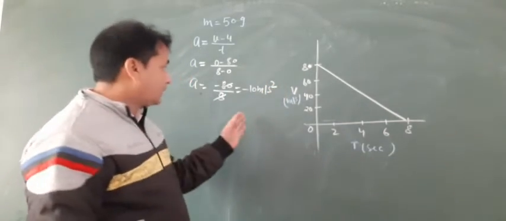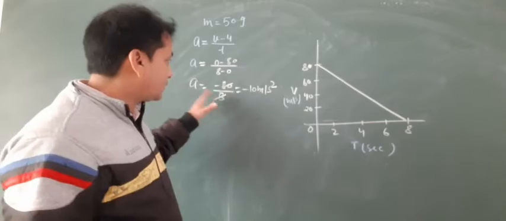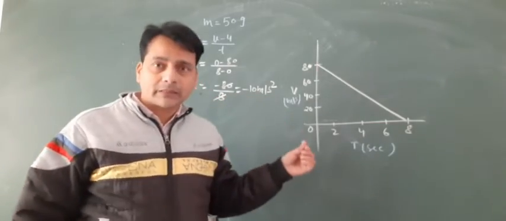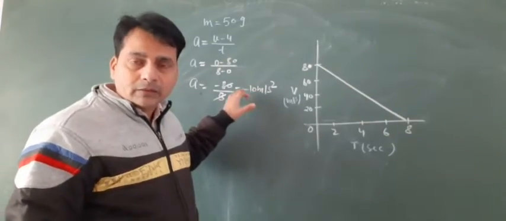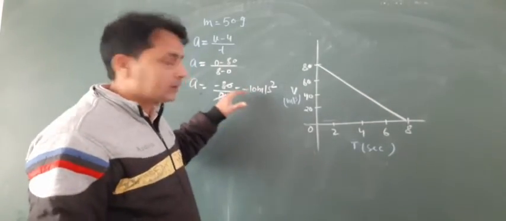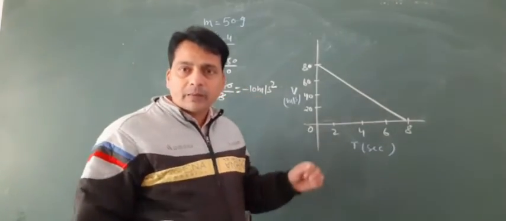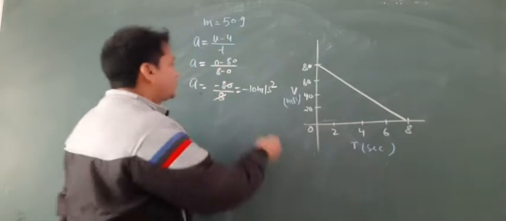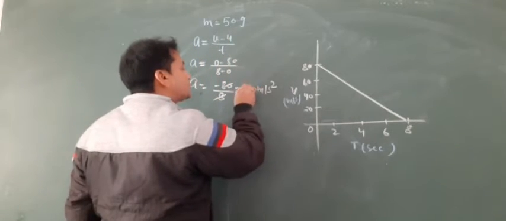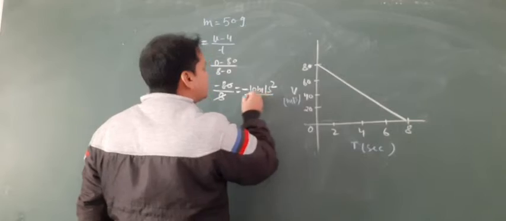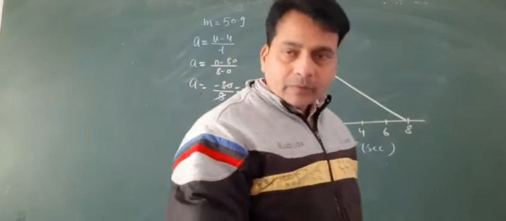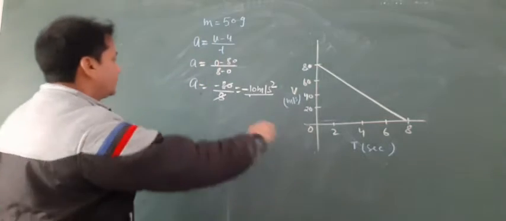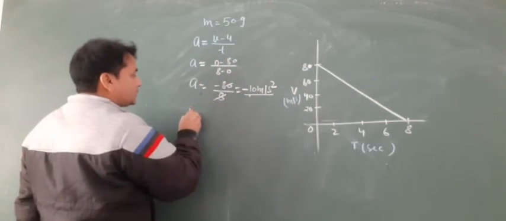So it is clear that the value of acceleration is minus 10 meter per second square. This negative sign indicates that the object is in the form of retardation. So it is clear that the negative sign shows the object in the form of retardation, and now the frictional force, here is the frictional force.